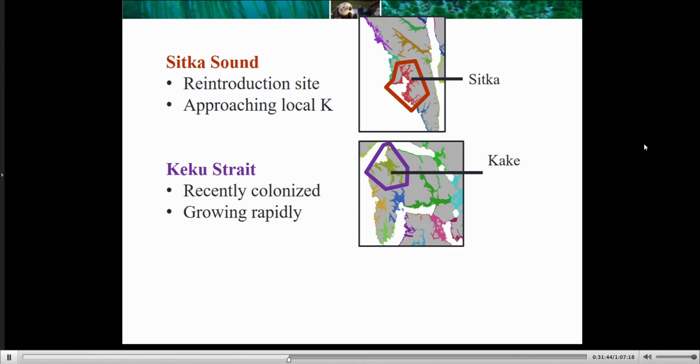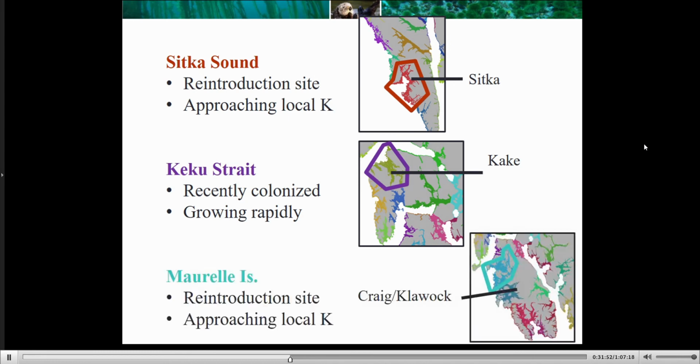But it's been occupied, obviously, for the entire period, for 40-some years. Kiku Strait is a recently colonized area, still growing rapidly. It's near the community of Kake. And then Morell Islands, another one of the reintroduction sites, again an area that we believe is approaching local carrying capacity, and it's close to the communities of Craig and Klawock.